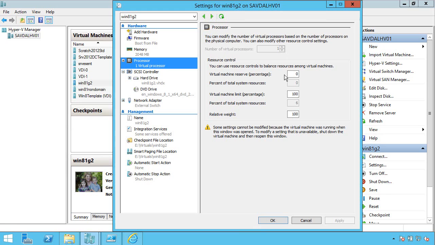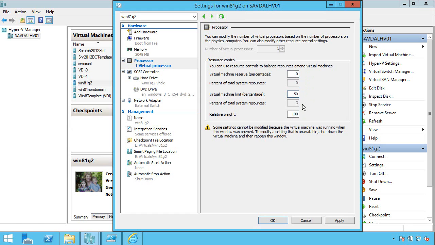And then what I can do is reserve an amount of resource for this virtual machine. So I could say, for example, always make sure at least 25% of a single processor core is reserved for this VM. And its limit, it can actually use up to 100% of those processors. Or I could say, well, don't reserve any, but I only want it to be able to use 50%.